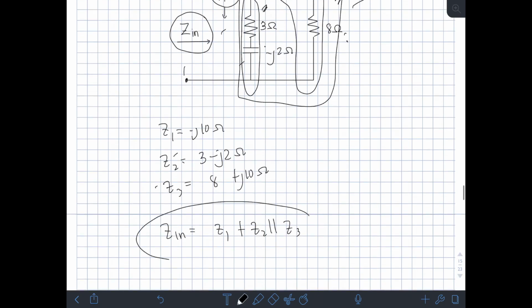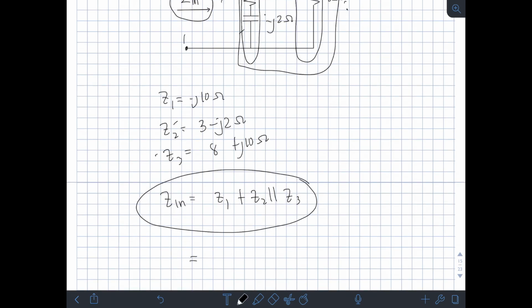So therefore, ito yung gagamitin nating formula to find Zn. So substitute natin yung value. So Z1 is negative J10 ohm plus, so formula for parallel is, anyway, hindi ko napakita na pwede parang gamitin din dito yung shortcut for two parallel circuit. Yung product nung dalawang impedances over sum nung dalawang impedances.